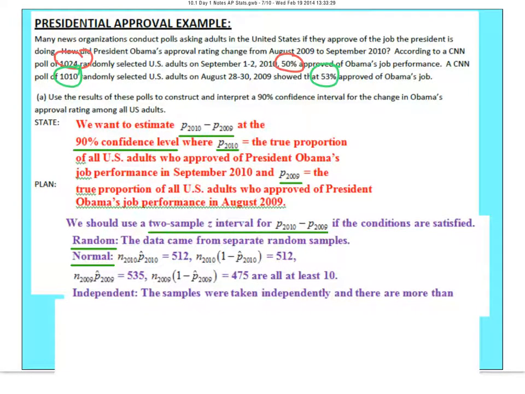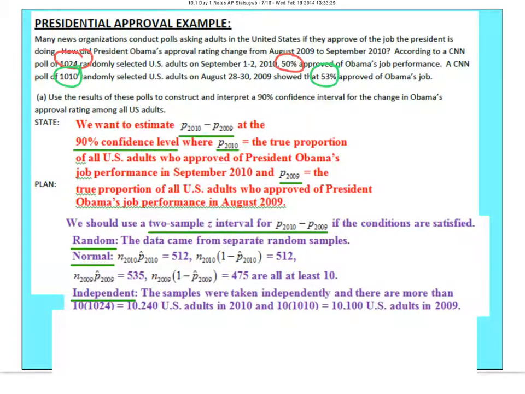For the independence, the samples were taken independently, and there are more than, again, 10 times our sample size for each. We can assume more than 10,240 U.S. adults in 2010 and more than 10,100 back in 2009. Therefore, we've met the independence condition.